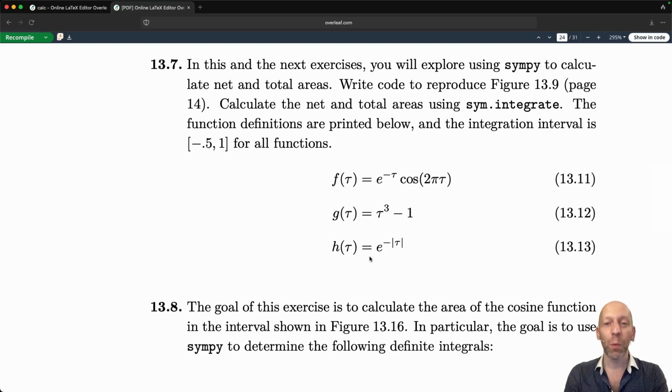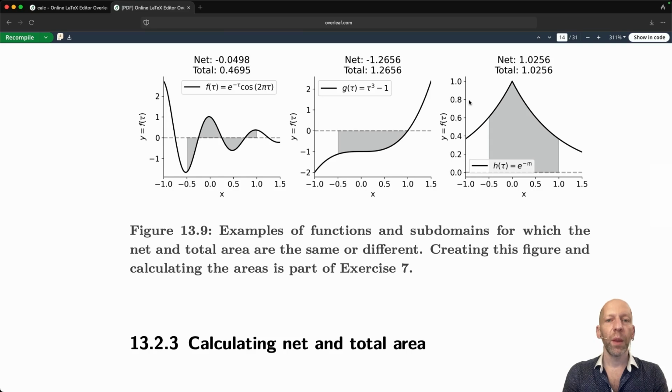I am a big fan of the letter x, but it's also nice to use other letters and symbols sometimes. Okay, anyway, what you want to do is calculate the total and net areas of each of these functions, all within the same integration interval, or using the integration bounds of minus 0.5 to plus 1. And then you want to write matplotlib code to produce figure 9. Let me scroll up to figure 9 to show you what that looks like, and then I'll switch to the code. Here you see figure 9, and the idea is that we have these three functions, f, g, and h, and we are calculating the area. So we're visualizing the area that we are calculating.